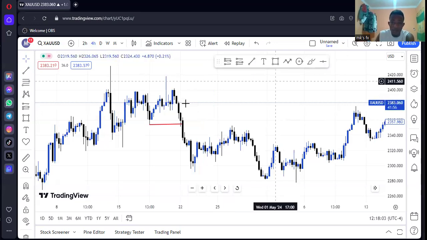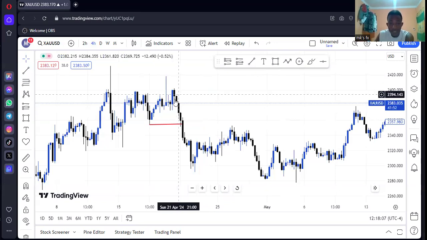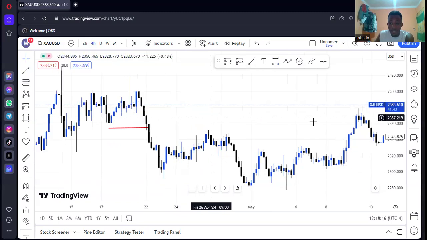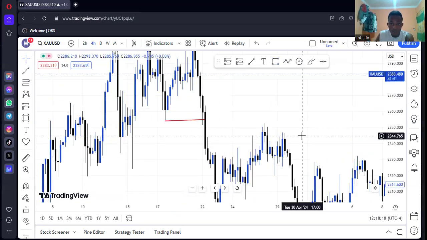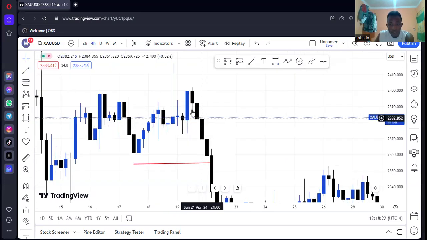What is the fair value gap? The fair value gap is what some people call imbalance. At this point, you see the market, this candlestick, the upper wick of this candlestick didn't connect with the lower wick of this other candlestick. Let me zoom it so you can see well, guys. At this point, you see this upper wick did not connect with this lower wick of this other candlestick.